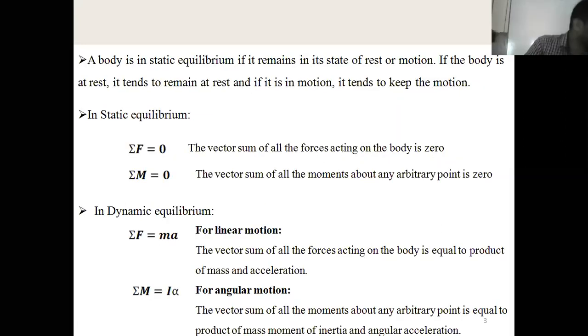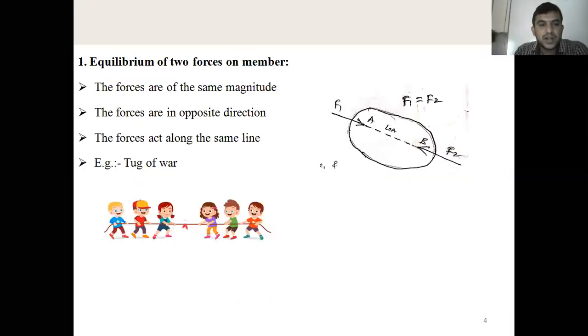Any doubt? No, sir. Okay. Next, then you go for, so what are the equilibrium equations we applied here?